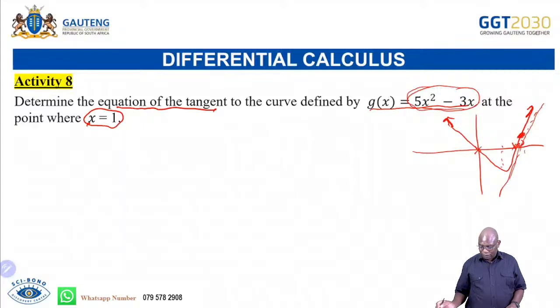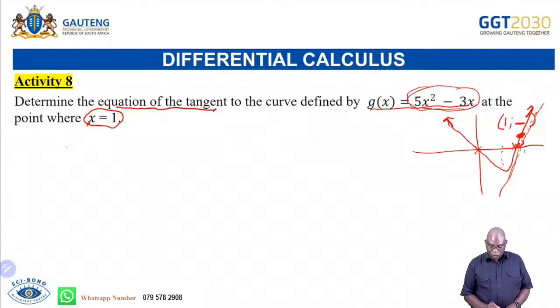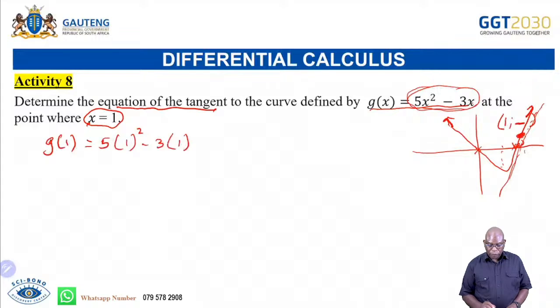So let me first get the gradient of the graph. First, I know that the x value of that point will be 1. I don't know what the y value is. For me to get the y value, I must substitute the value of x by 1. So I'll say g of 1 is 5 into 1 squared minus 3 into 1. Then the answer that I'm going to get is 5 minus 3, which is 2. So meaning that the point there will be (1, 2).